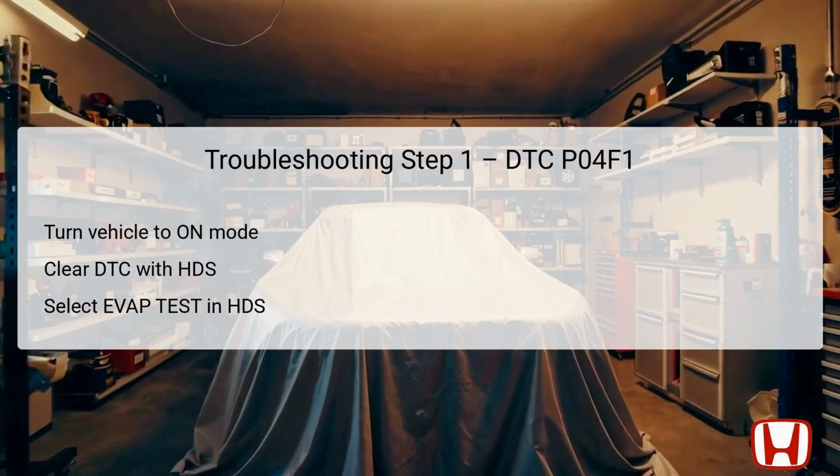Step 1 in troubleshooting DTC P04F1 involves confirming the issue by operating the vehicle's systems. Start by turning the ignition to the on mode without starting the engine. This prepares the vehicle's onboard diagnostic system. Next, use the Honda Diagnostic System HDS to clear the current DTC, which resets the fault codes stored in the ECM. Once cleared, navigate to the inspection menu. Select the EVAP test option, and then proceed to perform the function test.